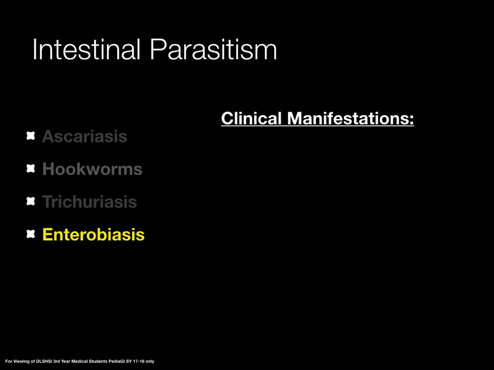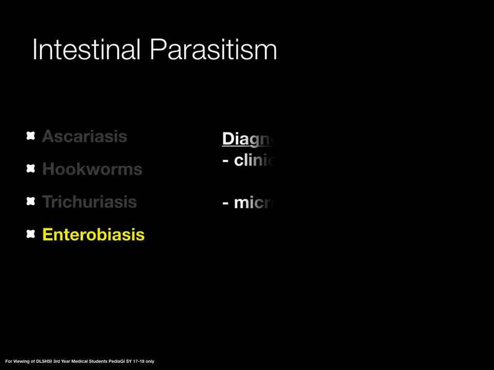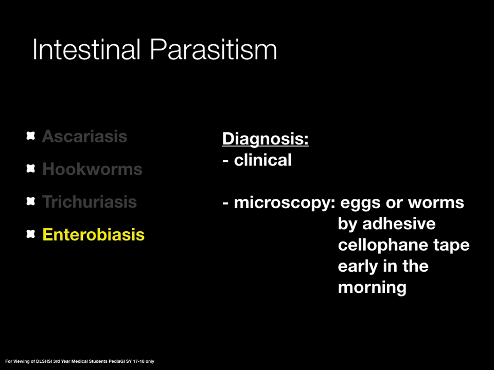Enterobiasis presents with perianal pruritus because the gravid female migrates at night to this area where they deposit 15,000 eggs per night, and then there will be restless sleep for children. Diagnosis is made by placing an adhesive cellophane tape early in the morning to detect eggs or worms.